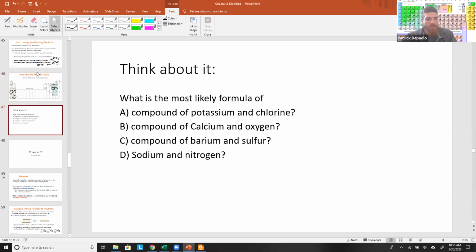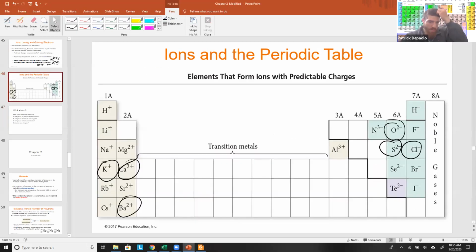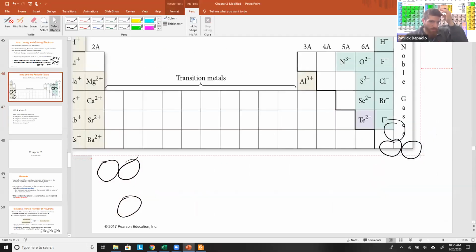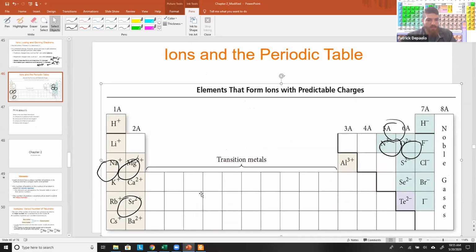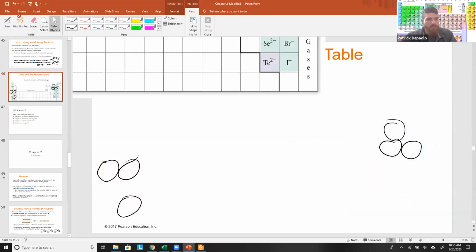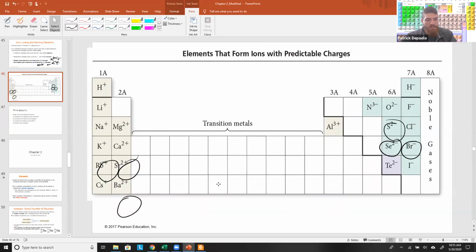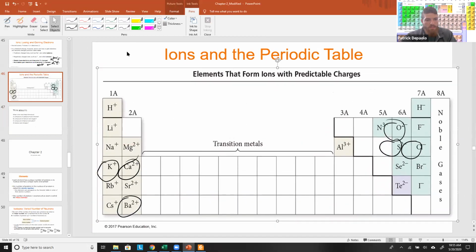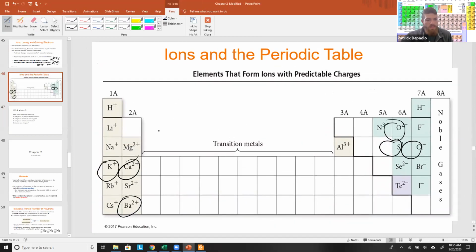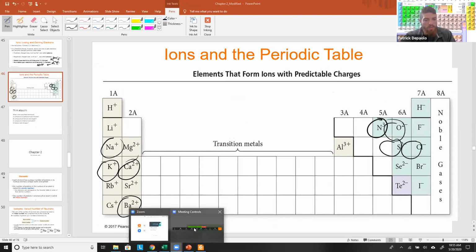Where are the difficult ones? Sodium and nitrogen, there we go. Now sodium and nitrogen is going to be a little bit more difficult, but still pretty easy. All right, so sodium is right here. Nitrogen is right here. Sodium is +1, nitrogen is -3. So what do you think the formula would be?